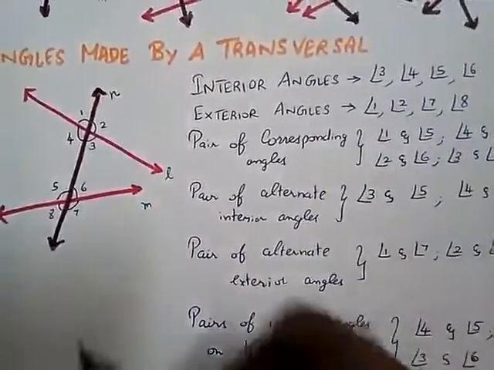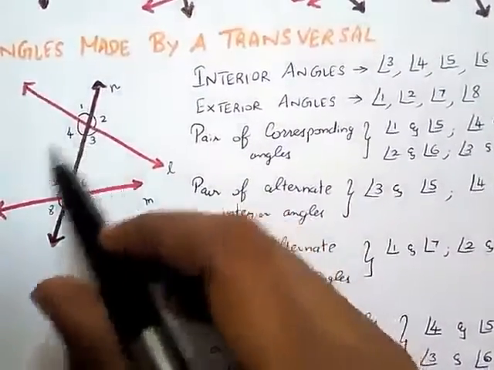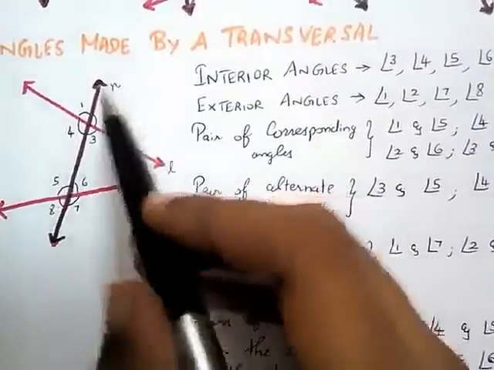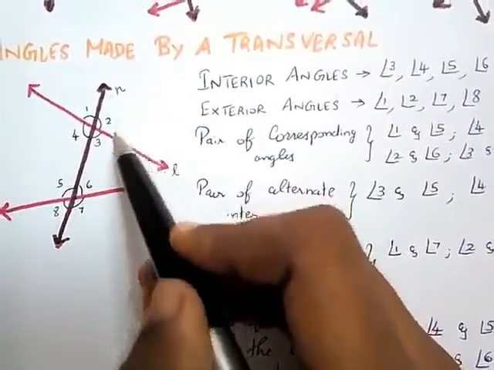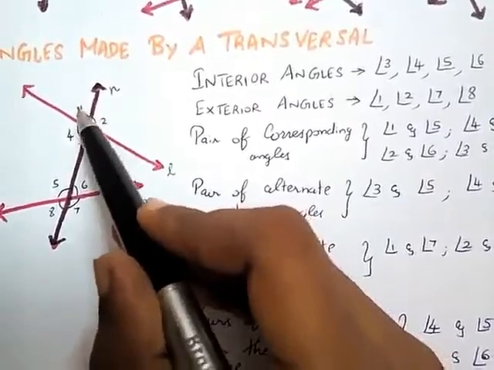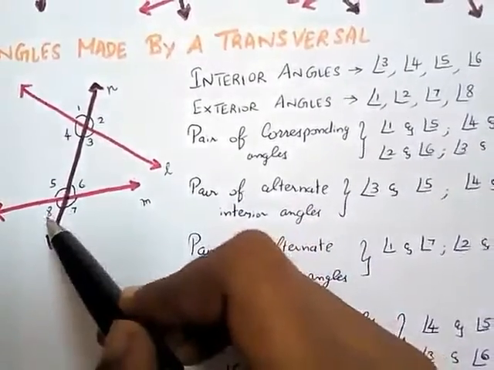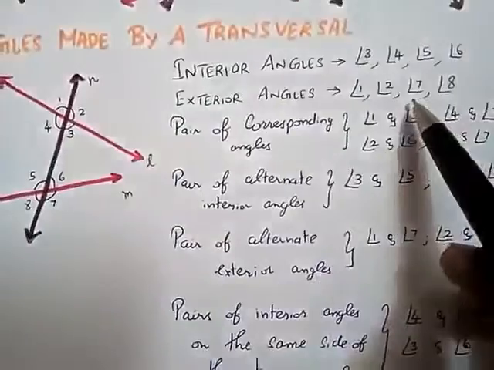The next is exterior angles. Angles other than the interior angles, that are exterior to the lines, for example angle 1, angle 2, angle 7 and angle 8. All these are exterior angles.